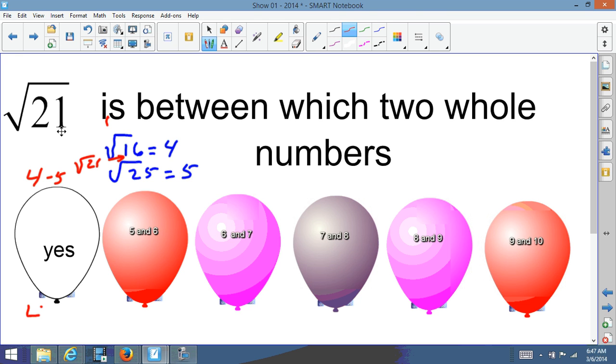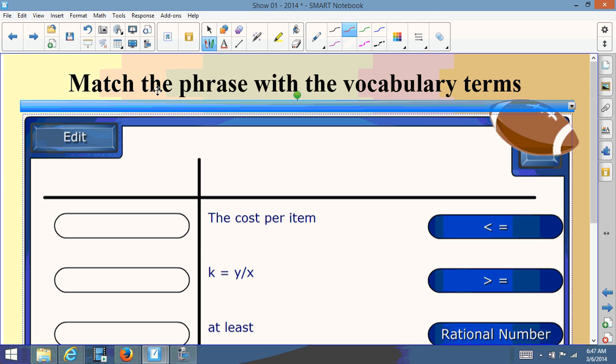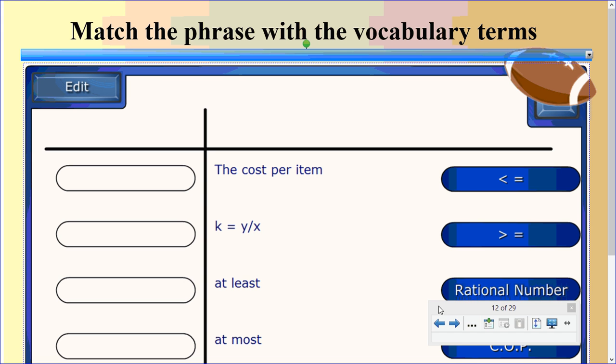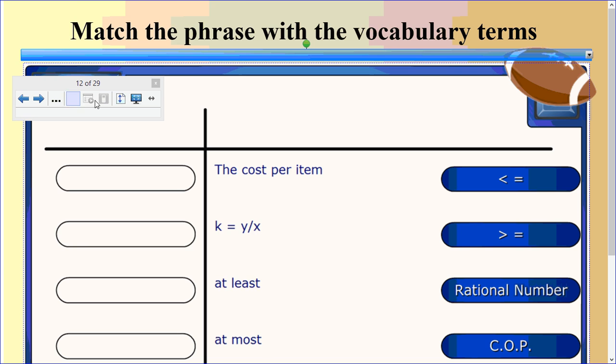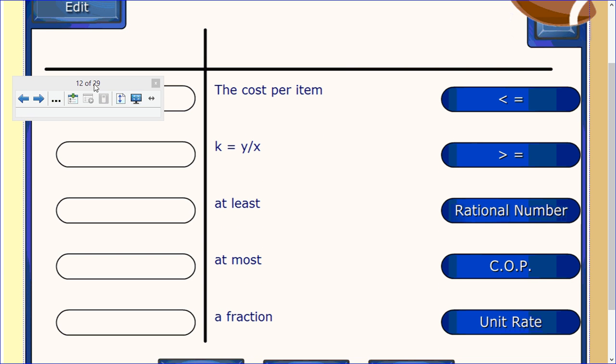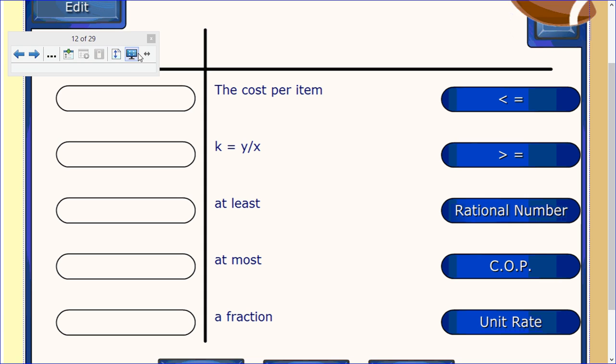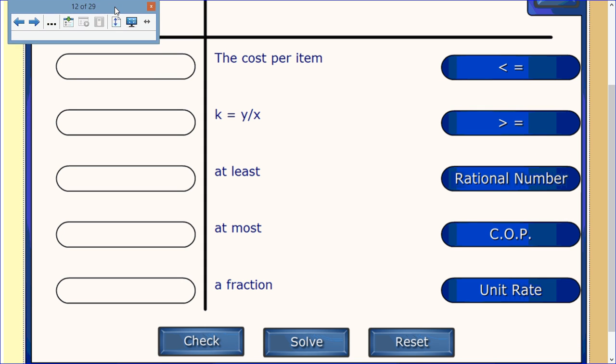Okay, so let's move on to our next question. Matching. We've got to do some matching here. Match the phrase with the vocabulary term. So let's make this full screen so we can see everything, and let's move this out of the way. Here we got some balloons that are empty cells, and we have some words, and we want to put them in their proper place. We have these symbols and these words, and we want to match them up.